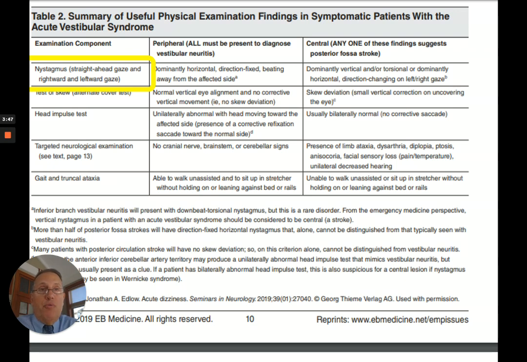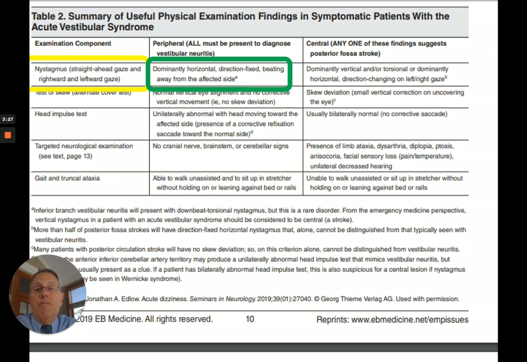So in patients who present who are profoundly dizzy and have continuous dizziness right in front of you, there are 5 things that you need to determine clearly. The first has to do with nystagmus. So nystagmus can either be relatively normal, related to peripheral etiology, or more sinister, related to a central etiology.